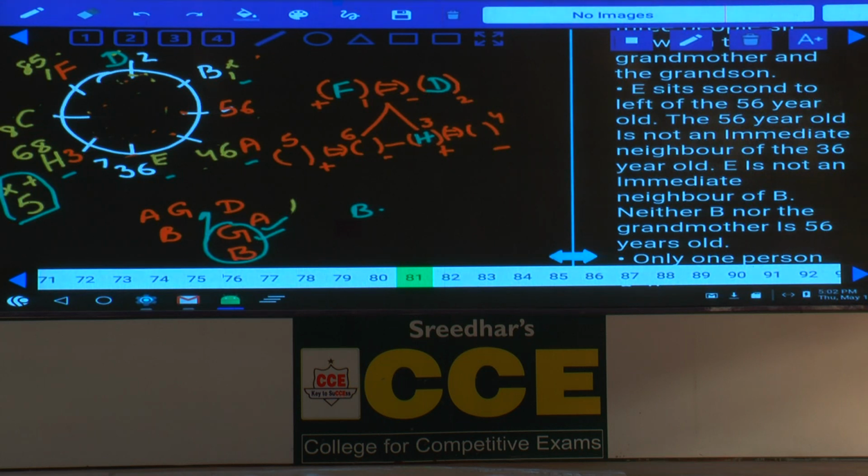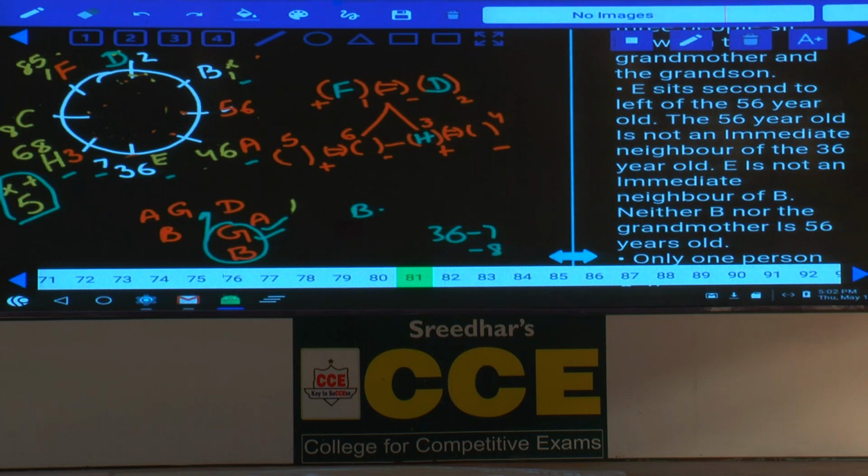As B is younger than both A and G, then who are the daughters? E is 36 years old. As E is 36 years old, this person is 7, isn't it? 7 is 36 years old, so the daughter will be younger than that one, isn't it? And 7 is 36, and below this one there is 8, isn't it? That person is the daughter. Then we are left with 6, 5, 3 and 4.